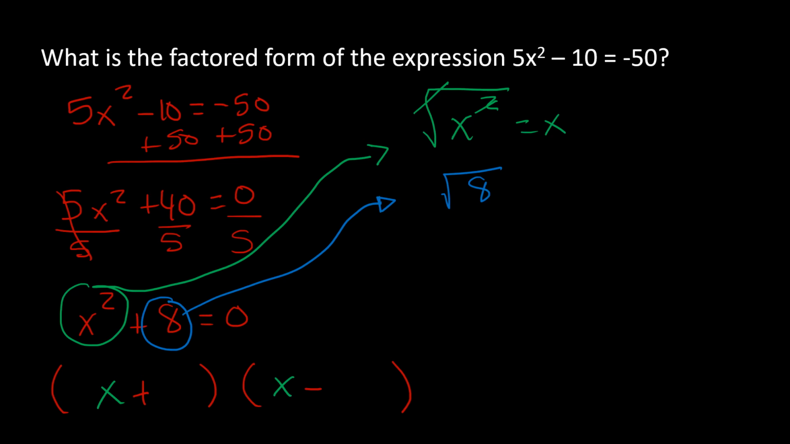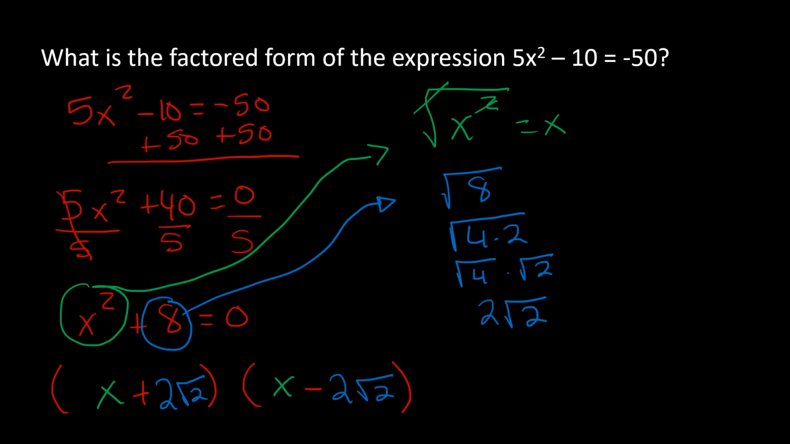We do want to factor this, so we can say this would be the square root of 4 times 2, because 4 times 2 is 8. We can break that up as the square root of 4 times the square root of 2. The square root of 4 is 2, so we get 2 square root 2, and this would be your answer. Oh, I'm sorry. We're actually missing a very important part. When we do this, this is also going to create an i.